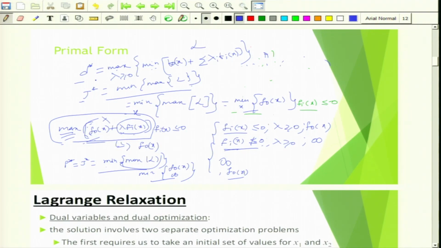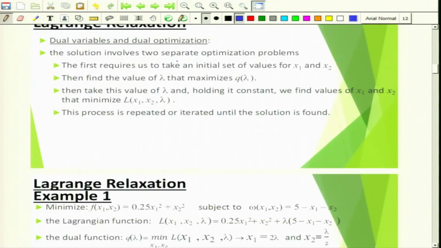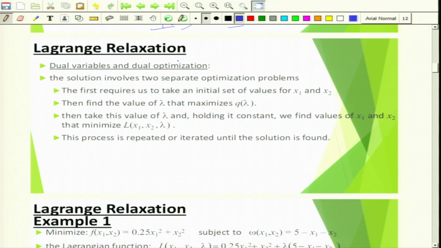Now we are using this mathematical understanding of dual and primal form to solve the unit commitment problem, which is more complex actually. Using this is called the Lagrangian relaxation approach. Now let us try to understand the procedure. The solution involves two separate optimization problems.